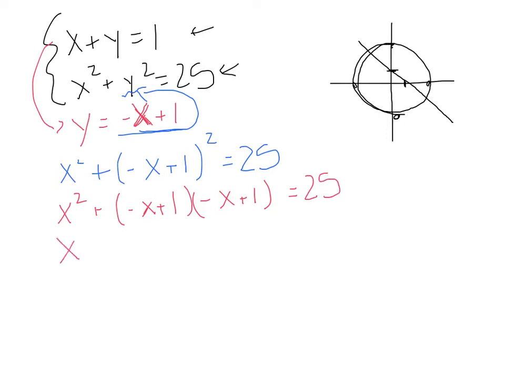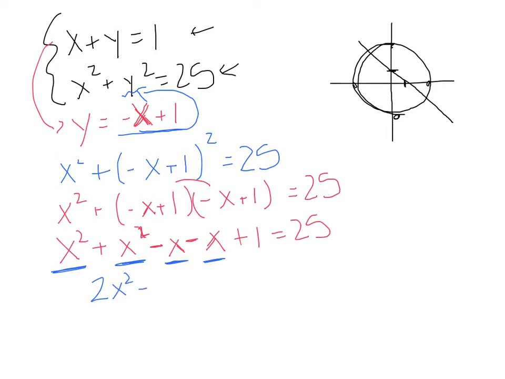So this means x squared plus, use your distribution, we get x squared minus x plus 1 equals 25. Now I'm going to combine like terms. The x squareds can go together, the x's can go together. So we end up with 2x squared minus 2x plus 1 equals 25.